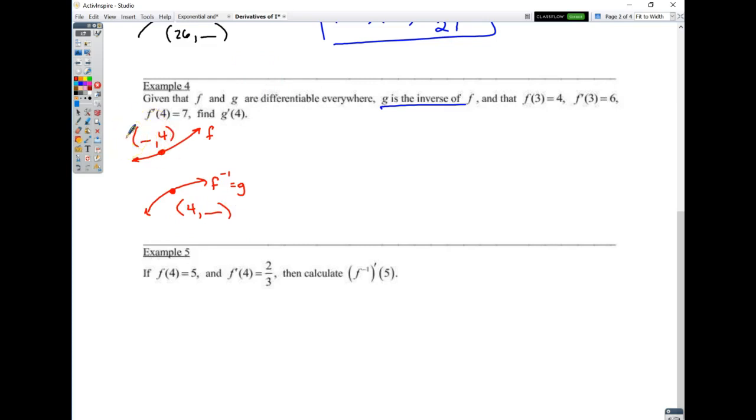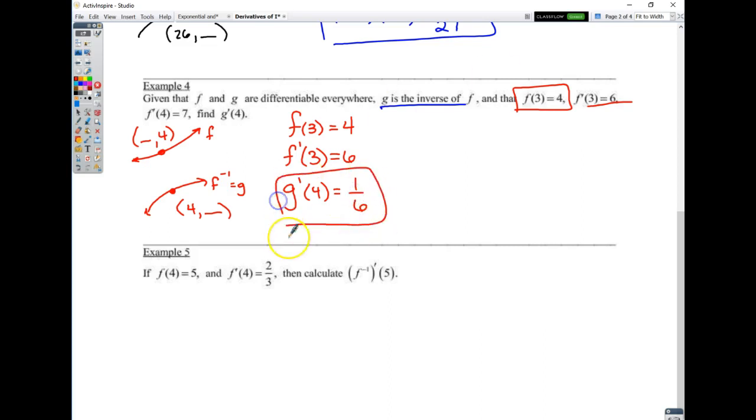So I look. When does my y equal 4 for f? I know that the f of 3 is 4. If I know the f of 3 is 4, then I can find the derivative of f at 3, which is 6. And if that's the case, then g prime of 4, which we said is the part that fits here, is the reciprocal of the derivative at 3, 1/6.